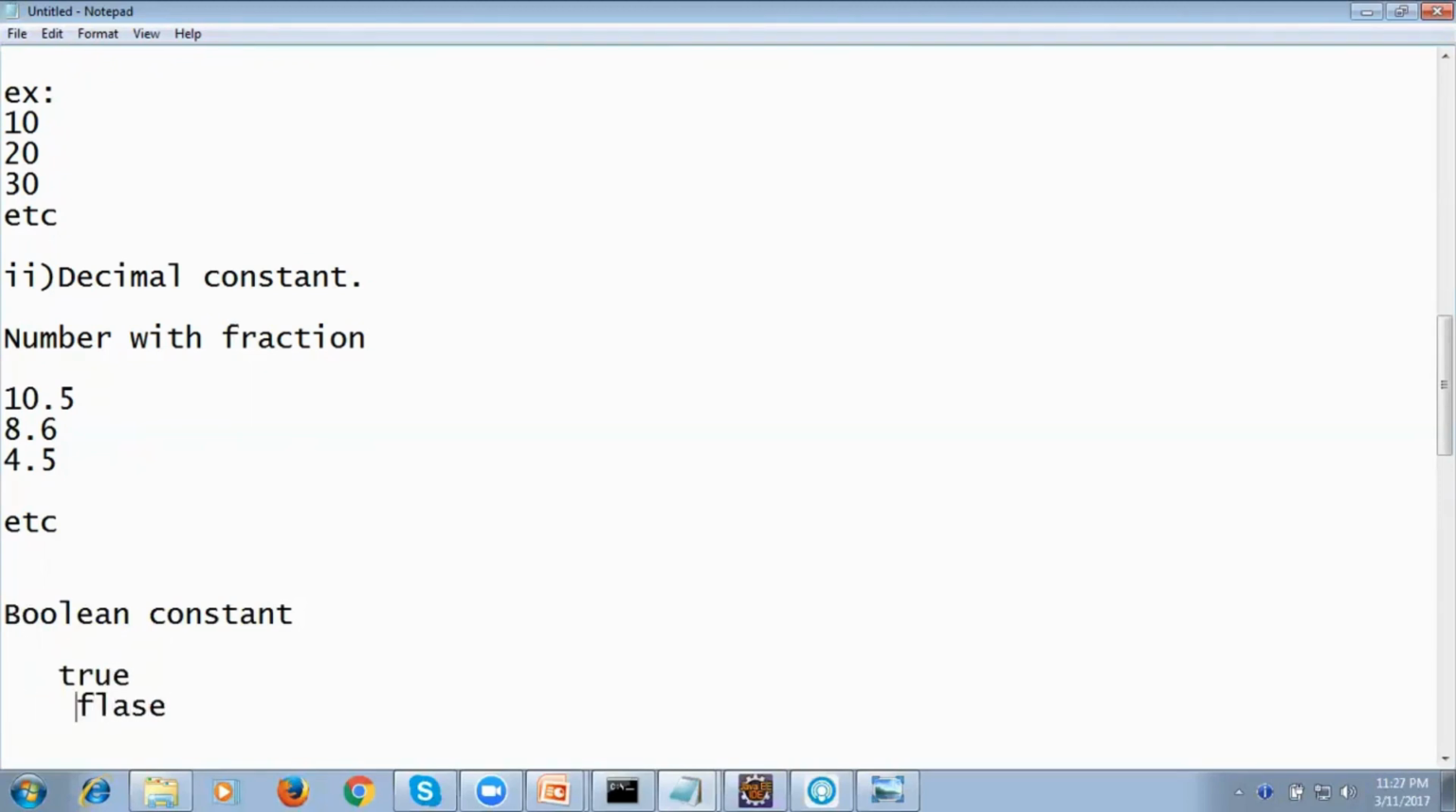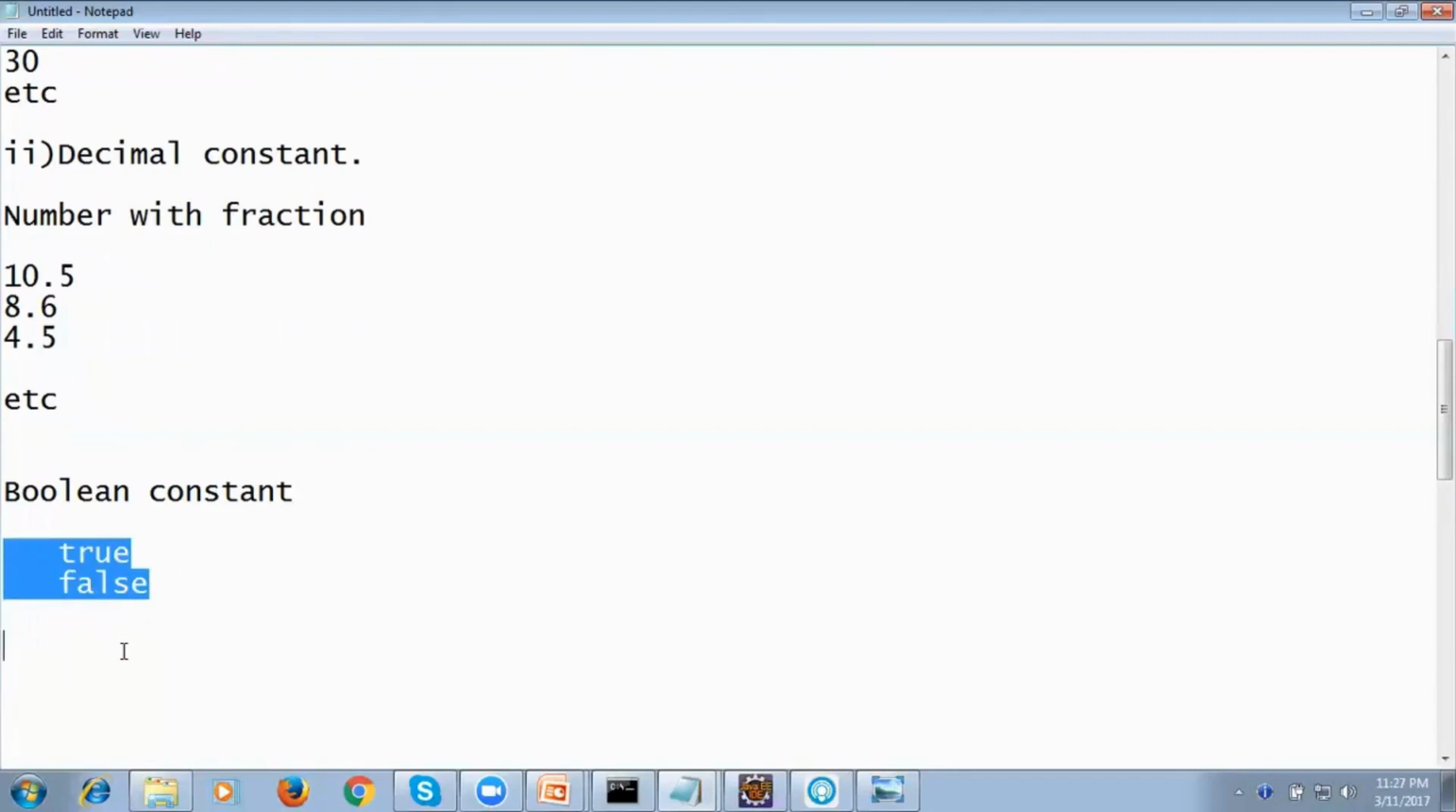So what is a Boolean constant? A Boolean constant represents either true or false. Such constants are called Boolean constants, and these are fixed, predefined constants. We call them predefined constants. They must be declared in lowercase. That is very important. You cannot declare them in whichever case you want. Boolean constants must always be declared in lowercase. Don't try to put them in mixed case or uppercase, as it leads to a compilation error. So this is about Boolean constants.